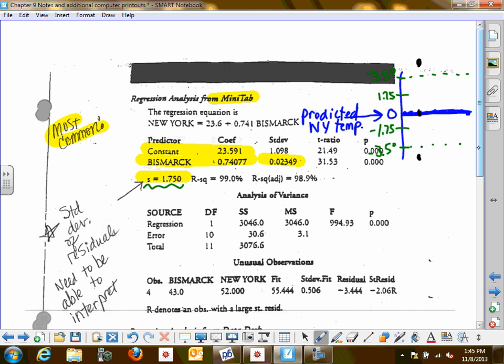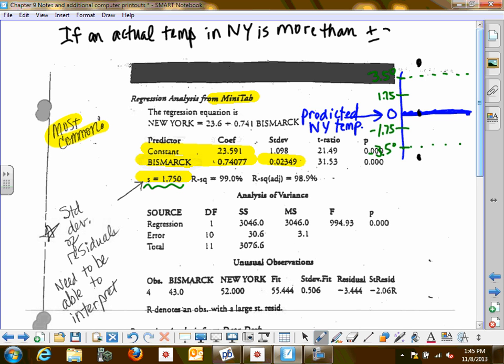You would say this. So here we go. If an actual temperature in New York is more than, let's say, plus or minus 3.5 degrees away from, I guess probably Fahrenheit, I don't know. Away from the what? Okay, good. Away from the predicted temperature.